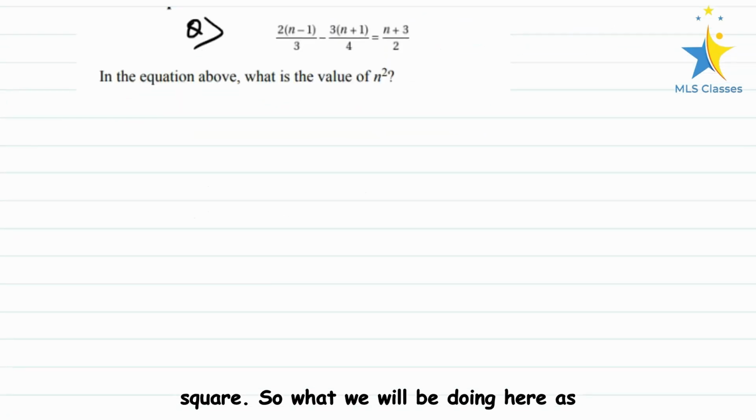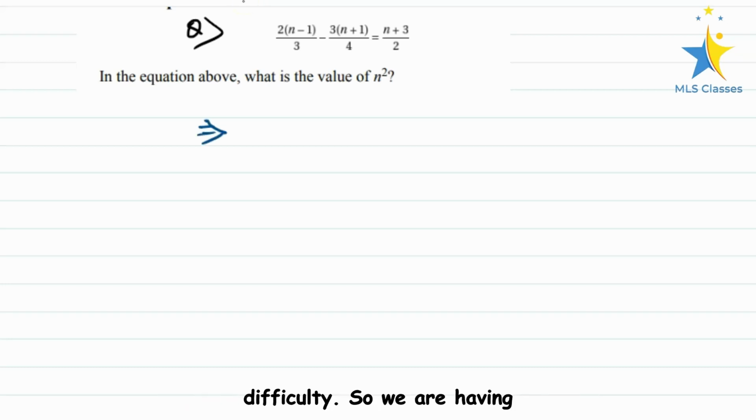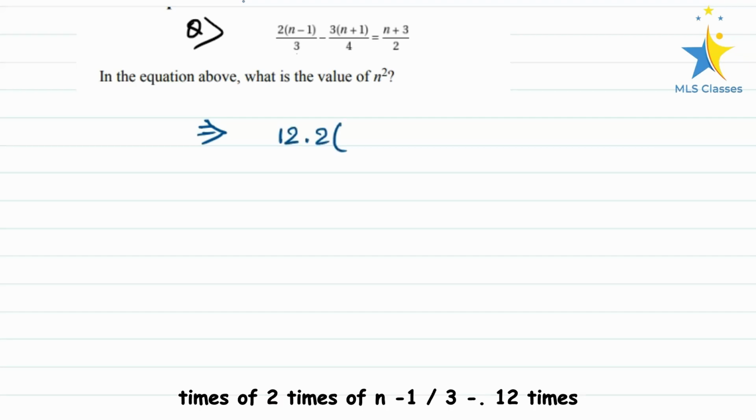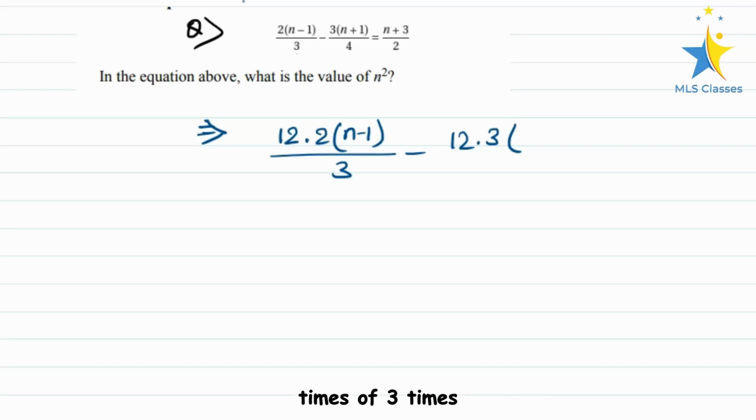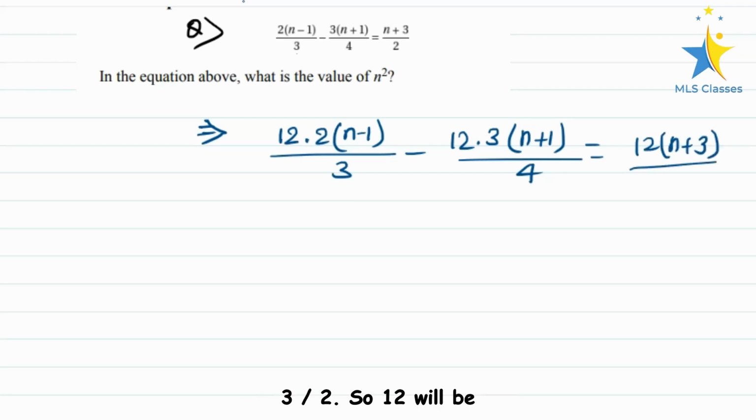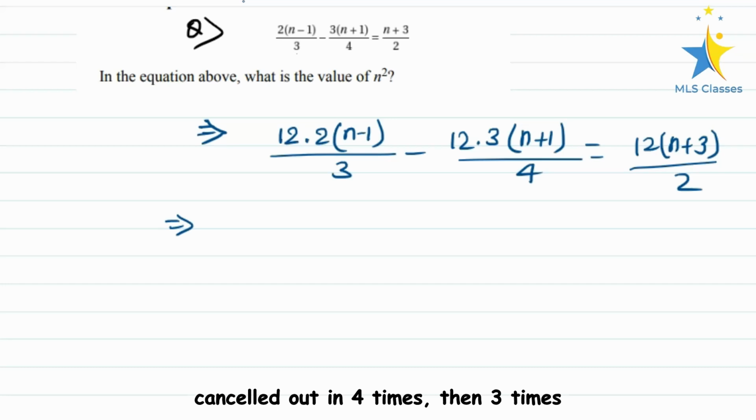As you can see, we have 2 times n minus 1 over 3, minus 3 times n plus 1 over 4, equal to n plus 3 over 2. To solve this type of fractional equation, we are having 3, 4, 2, and the common multiple of 3, 4 and 2 is 12. So we can multiply both sides by 12. We get 12 times 2 times n minus 1 divided by 3, minus 12 times 3 times n plus 1 divided by 4, is equal to 12 times n plus 3 divided by 2. So 12 will be cancelled out 4 times, then 3 times and then 6 times.